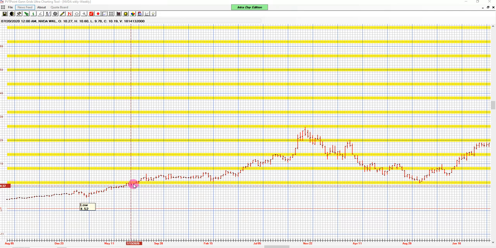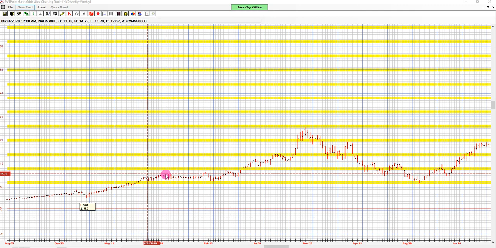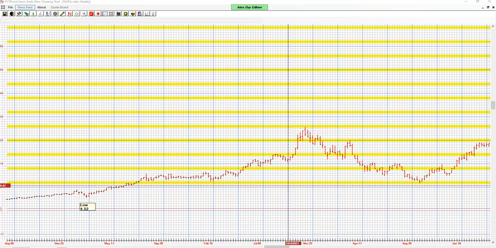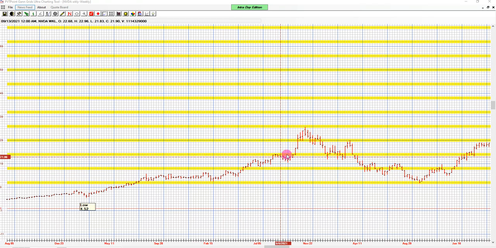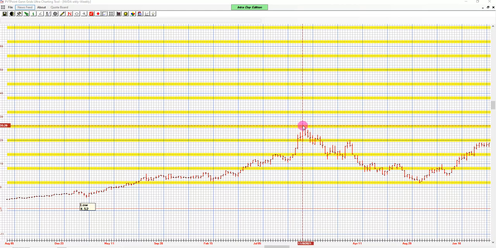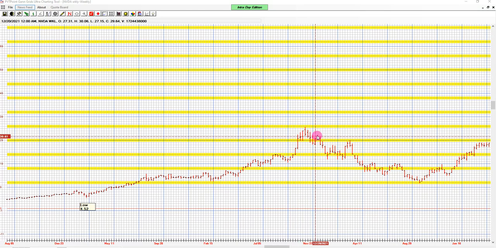The 1052 was passed through, then became support later on after a long sideways move. Then each particular level offered resistance. If it was taken out cleanly the first time, it held support at least for a couple of weeks the next time it was hit on the retracement.